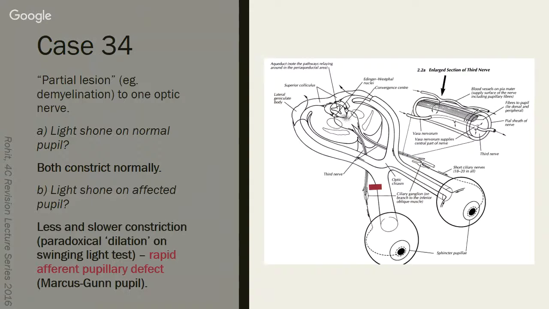And if you remember back to third year, you did the swinging light test, and you looked for a relative afferent pupillary defect. This is what this patient would have, a Marcus Gunn pupil, and you put the light over the affected pupil that has the demyelination or the optic neuritis. What happens is that it actually looks to be dilating, but it's just going to constrict slower. If you have the light on there for long enough, it'll constrict, not to the same degree as the other one maybe, but it'll still constrict. It just constricts slower, so it looks to be dilating. That's important.